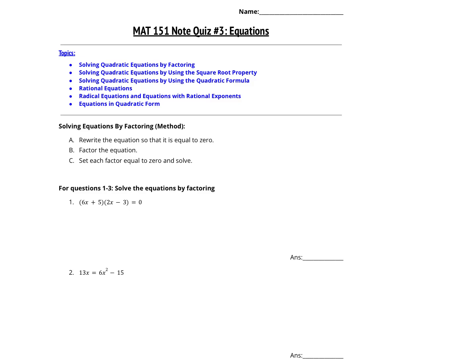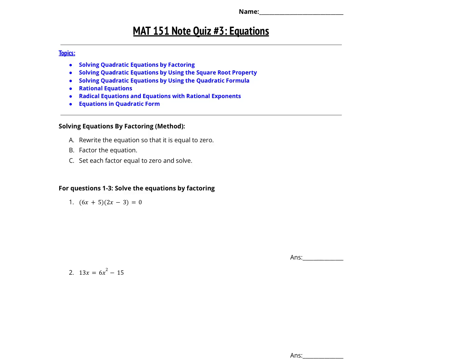Hello everybody, welcome to note quiz number 3 on equations. In this note quiz we'll actually solve equations of 4 different types. We'll look at quadratics, we'll look at equations that are rational, look at equations that have radicals in them, and finally some reducible to quadratics.